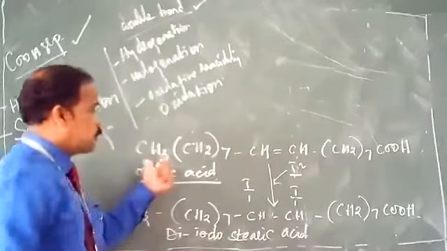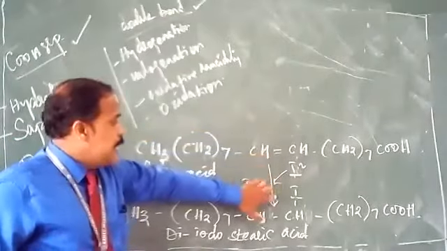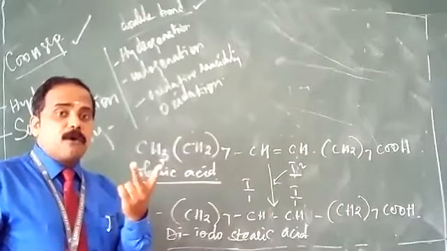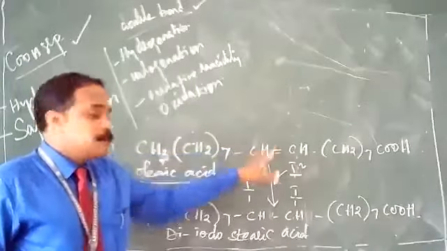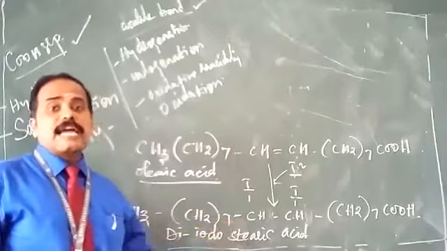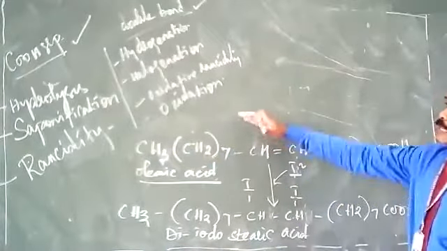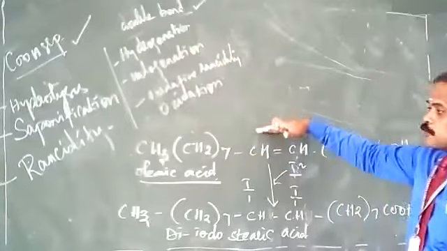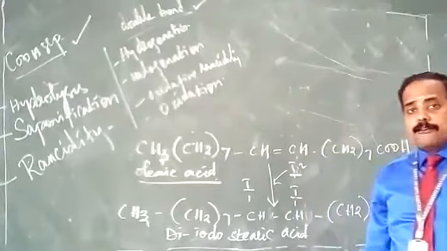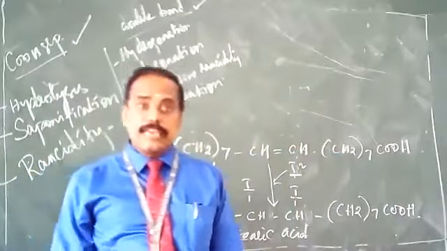Oleic acid is a monounsaturated fatty acid. It contains only one double bond, and when it takes up iodine, it takes up 2 atoms of iodine at the double bond, so that the CH double bond becomes CHI and CHI, and it is converted to diiodostearic acid. So this is a familiar example for the halogenation reaction: conversion of oleic acid to diiodostearic acid. Another one is linoleic acid. We can even write linoleic acid.